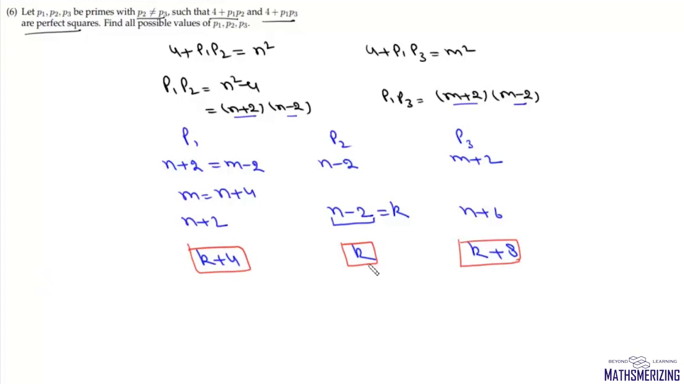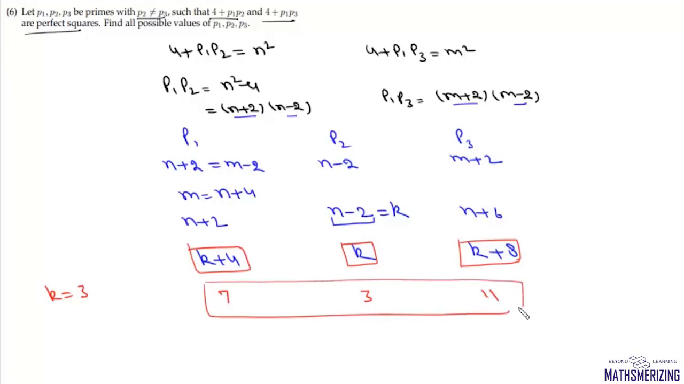So P1 is n plus 2, P2 is n minus 2, and P3 is m plus 2, which is n plus 6. Now since this is the smallest one, we'll say this value is k, then this one is k plus 4, and this is k plus 8. So we get P1 as k plus 4, P2 as k, and P3 as k plus 8. Now k cannot be 1. If we take this as 2, then these two numbers are not prime. So we'll start with k equals 3. So we'll take k as 3, we'll get this value as 7, this is 3, and this is 11. So the three numbers which are prime are 7, 3 and 11.